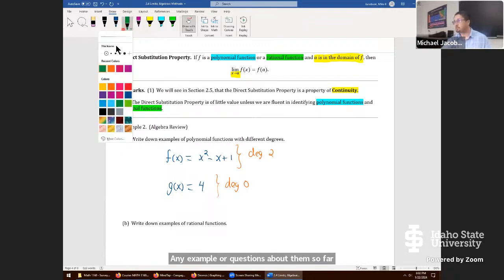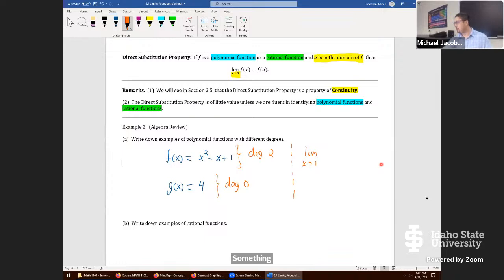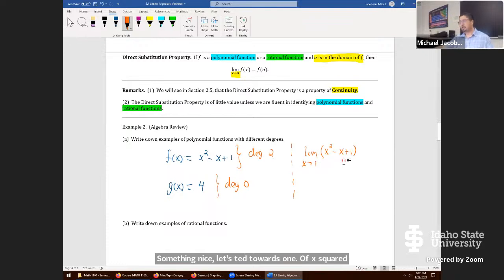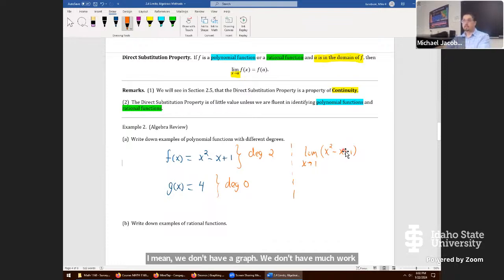Okay, let's do a direct substitution property right away just to see what this statement is saying. If you take the limit as x tends towards something nice, let's tend towards 1, of x squared minus x plus 1, it looks like it could be a bad limit, but we don't have a graph, we don't have much to work on. But if you know that that's definitely a polynomial, think about your shapes of polynomials. They were always continuous. There was never any trouble doing those limits.